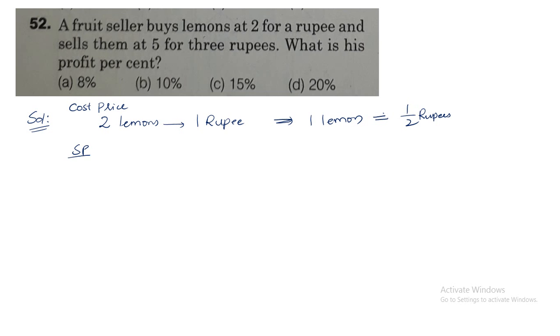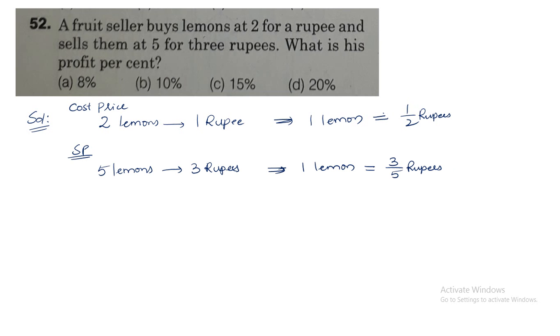Next, about the selling price. He is selling 5 lemons for 3 rupees. That means he is selling 1 lemon for 3 by 5 rupees. Here the thing you need to do is find the price for 1 lemon. So this is the selling price.